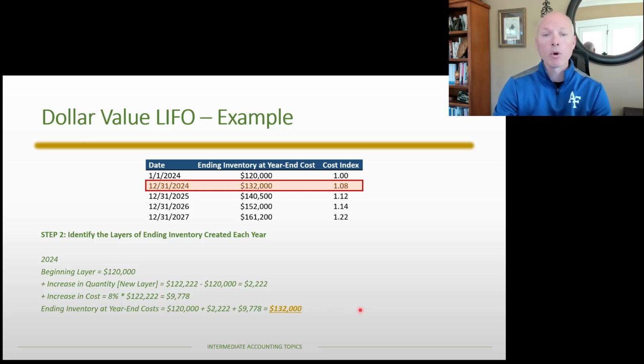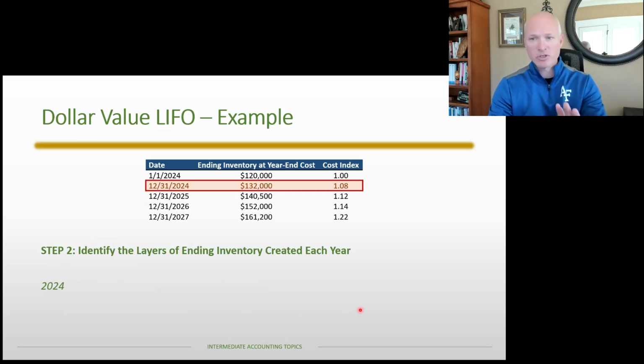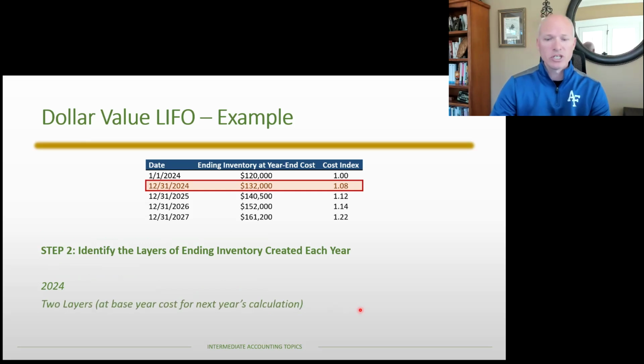Okay. So what we're really taking away from step two is two layers. There's the original layer, the base year layer at 120,000, and now a new layer in base year costs of 2,224. Again, this is telling us the increase in quantity at base year costs. So step two, this is really what we are after. What are the two layers that we have at the end of that year?